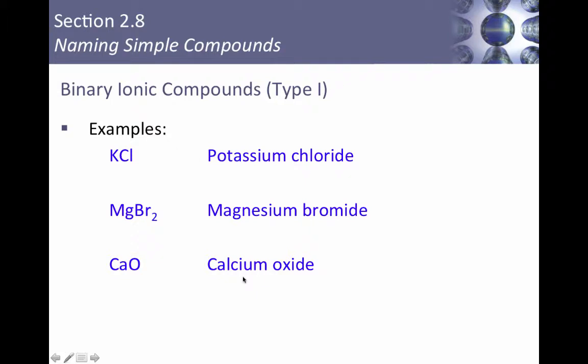You see that all of these have in common one metal followed by a nonmetal. So those are binary ionic compounds.